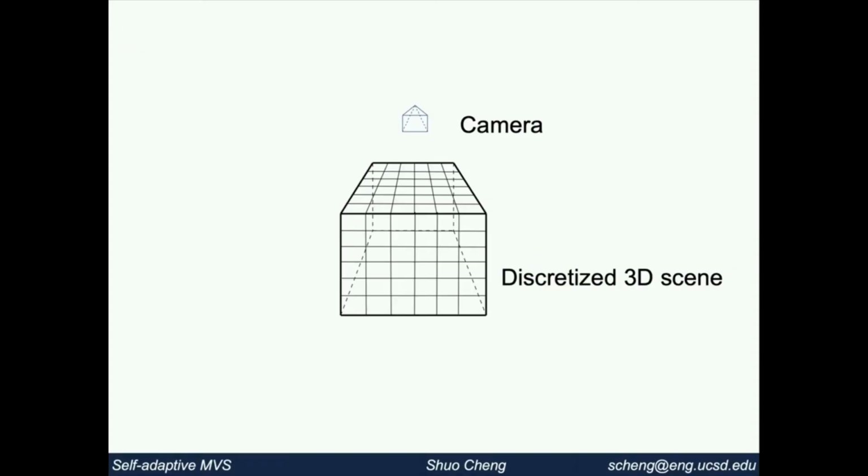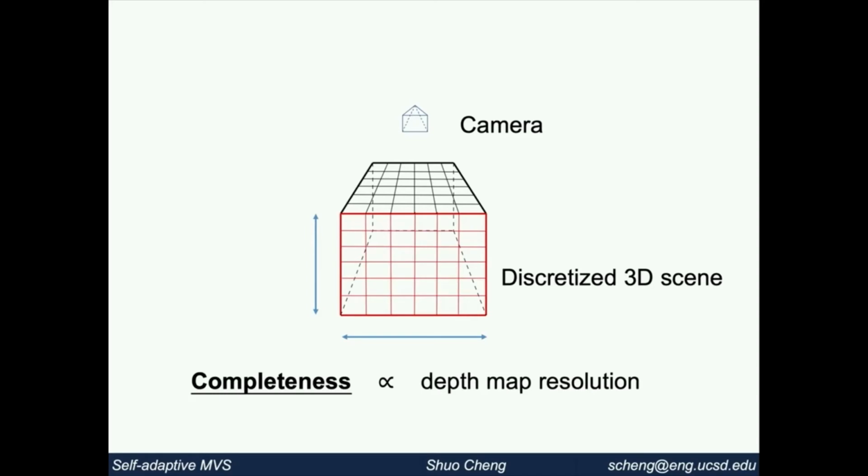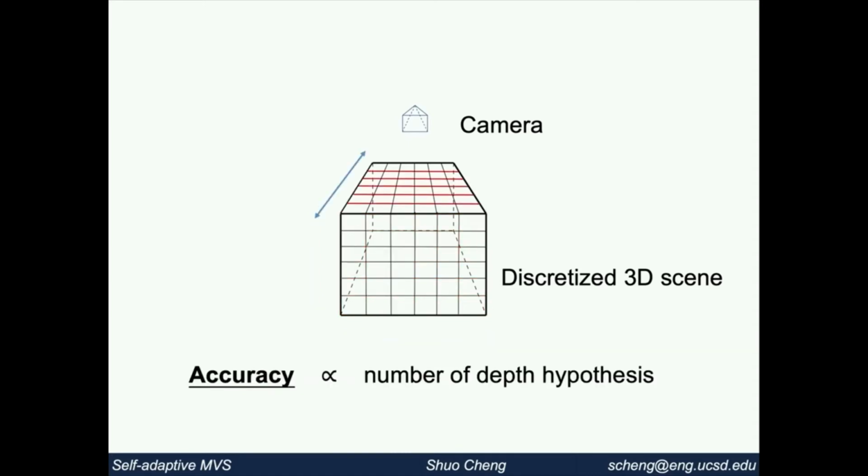So from previous discussion, we already have a basic understanding of the cost-volume-based 3D reconstruction, and the crucial step is to discretize the 3D scene. And we know there are two factors that can affect the reconstruction quality: the completeness, which is related to the depth map resolution, and the accuracy, which is related to the number of depth hypotheses along the camera ray direction.